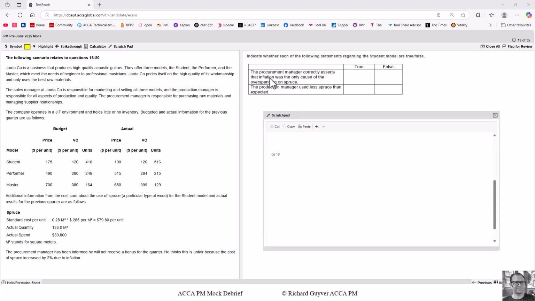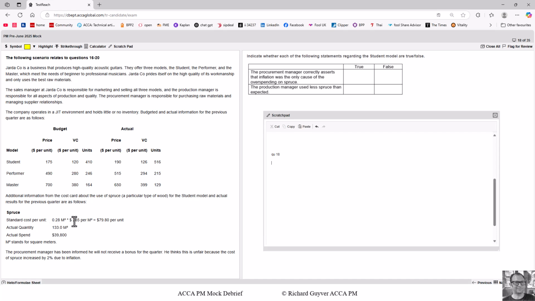Question 18, indicate whether each of the following statements regarding the student model are true or false. The procurement manager correctly asserts that inflation was the only cause of the overspending on spruce, and the production manager used less spruce than expected. Let's look at the procurement manager claim first. Down here we've got information on spruce, and this issue the procurement manager's raised, he's not getting a bonus. Thinks it's unfair because the increase in cost was due to inflation.